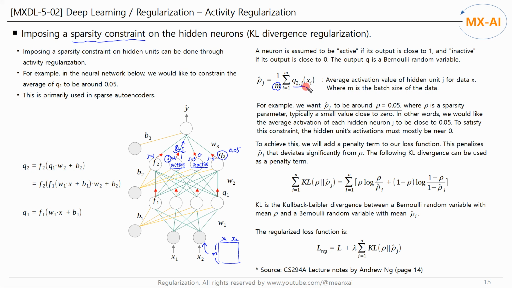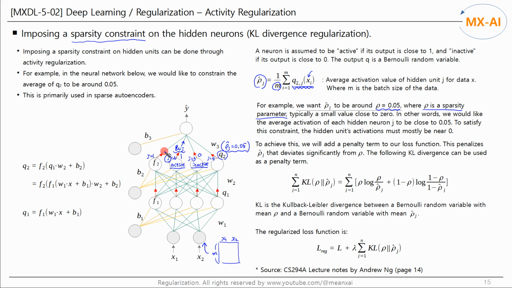Let the average of Q2J be rho hat J. This notation means the value of Q2J when the data point Xi is entered. For example, we want to train this neural network so that rho hat J is around 0.05. Let's call the desired output rho. Rho is a sparsity parameter, typically a small value close to 0. That is, we want the average output of each neuron in this hidden layer to be approximately 0.05.